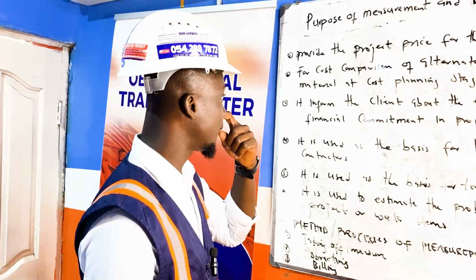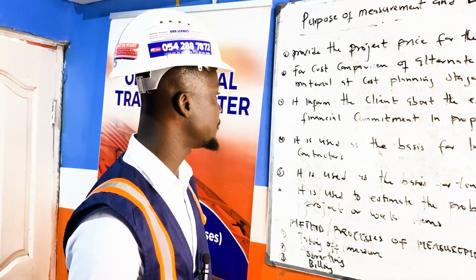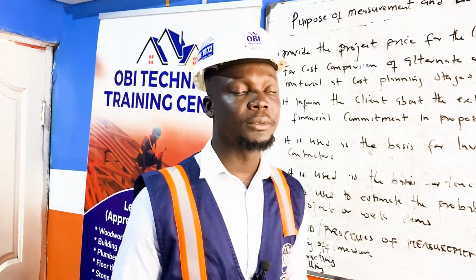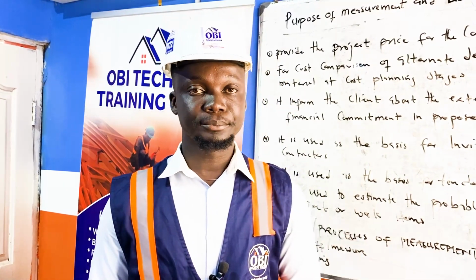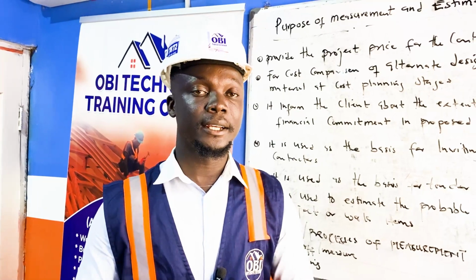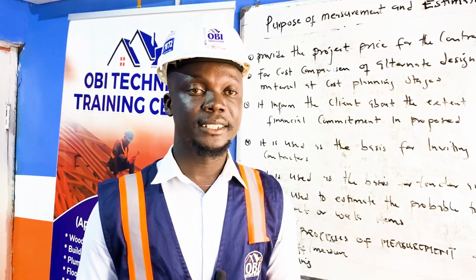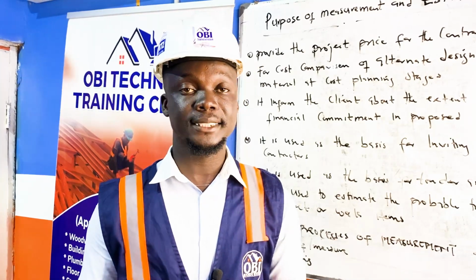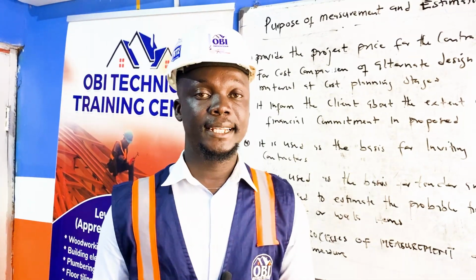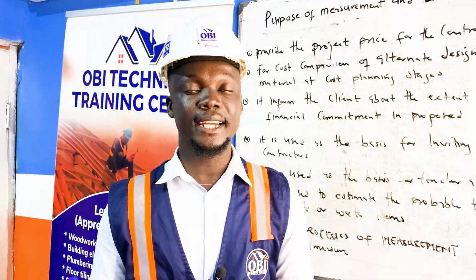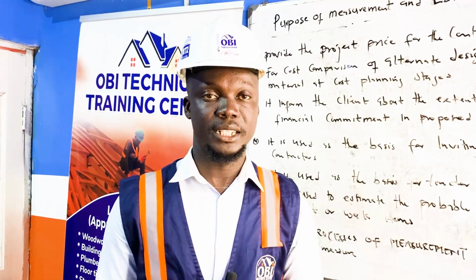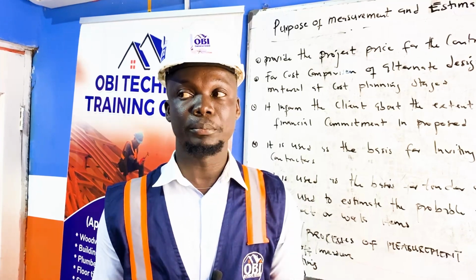Now, when we look at the third point, it informs the client about the extent of his financial commitment in the proposed project. After the estimation and the measurements are done, now that we know the cost of material, labor, and plant and equipment required, the client has a forecast or an insight that, okay, with this project, I need to commit this amount of money that is needed to complete the project.